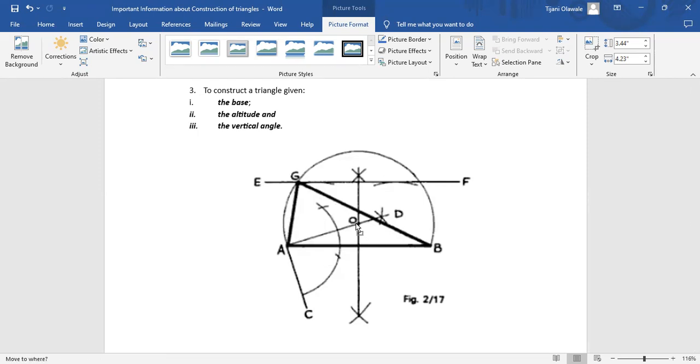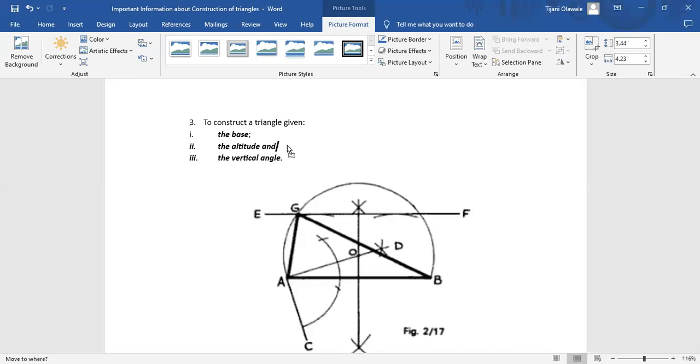Okay, so now having drawn this circle, we have to draw line EF parallel to line AB, and the distance between line AB and line EF is equal to the altitude of the triangle. Having drawn this line EF with the altitude given, it touches this circle at this point G. So all that we need to do now is connect BG and AG together to get the triangle.